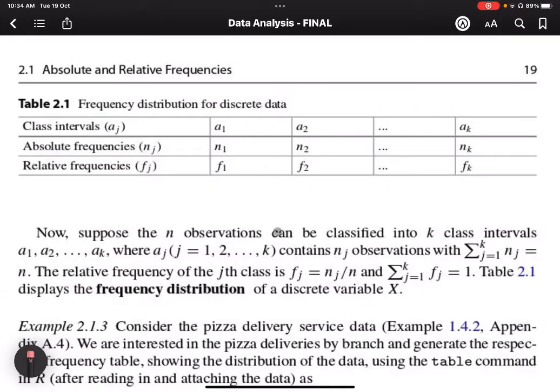Now, suppose the n observations can be classified into k class intervals, A1, A2 until AK, where j equals 1 and 2 and until k contains nj observations with summation over j equals 1 to k of nj equals n.